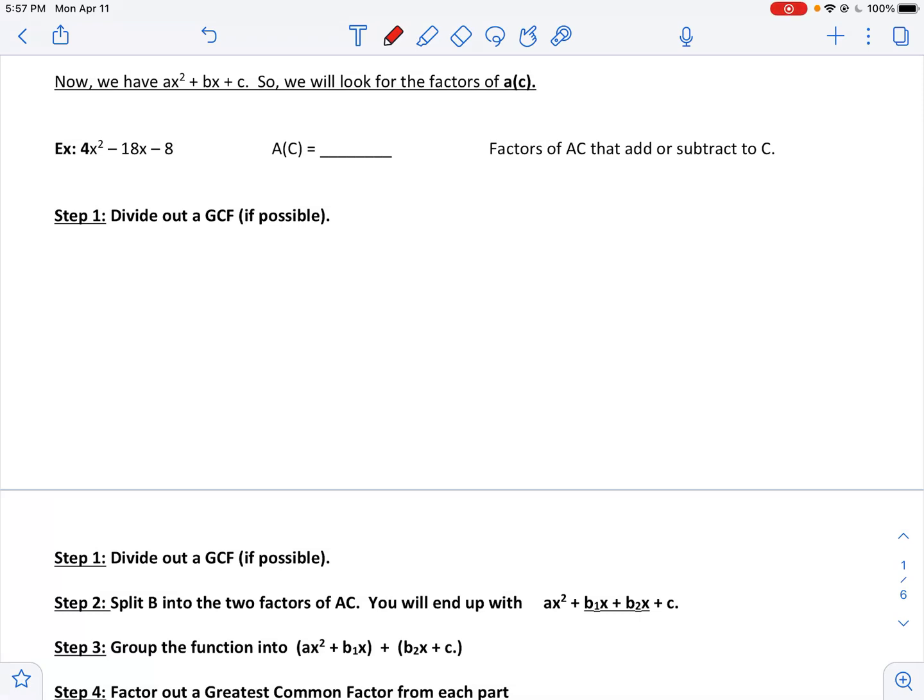On this video, we're going to talk about how to factor a trinomial with a leading coefficient, or a trinomial that has a number out front of the x squared.